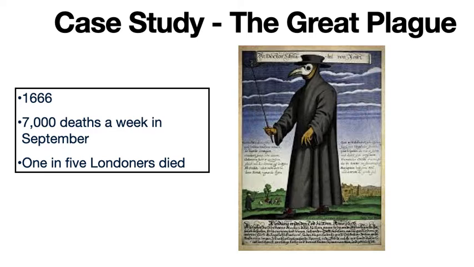Our next case study is the Great Plague. Okay, so the Great Plague hits in 1666, and it has a massive effect on England. There are 7,000 deaths a week in September, and 1 in 5 Londoners died.